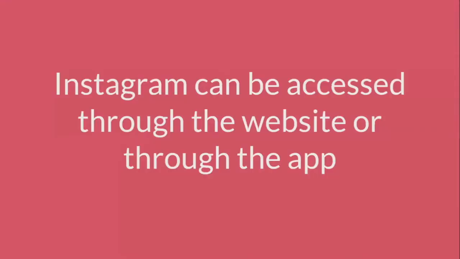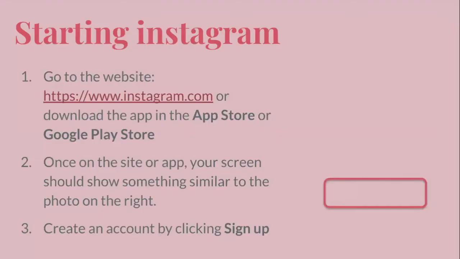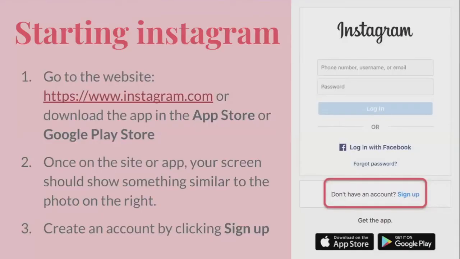There's two ways that Instagram can be accessed. It's through the website or through the app. In order to access it through the website, you would go to www.instagram.com or download the app in the App Store or Google Play Store. Once on the site or in the app, they will both look like this. Your screen should show something similar to how it looks on the right hand side.